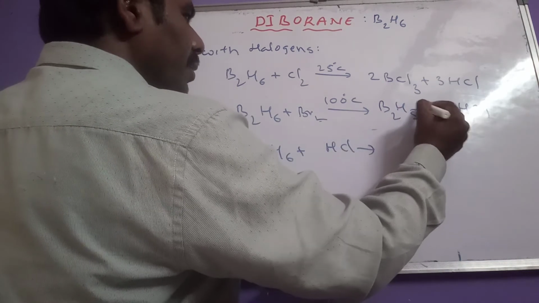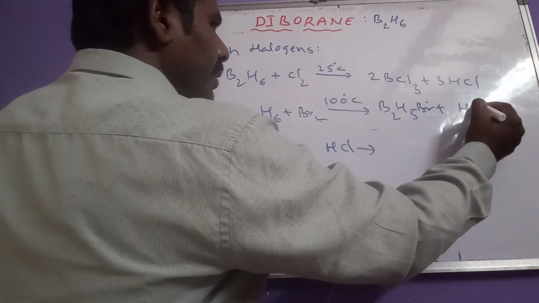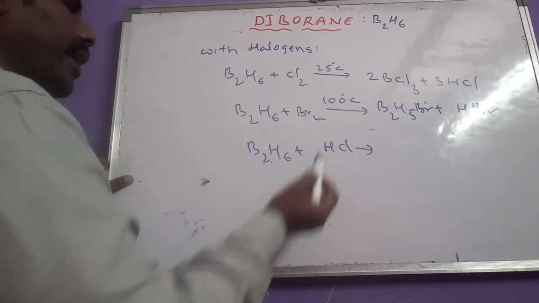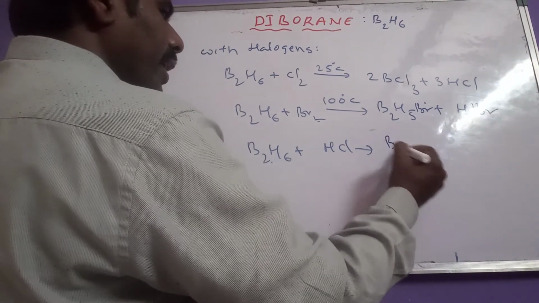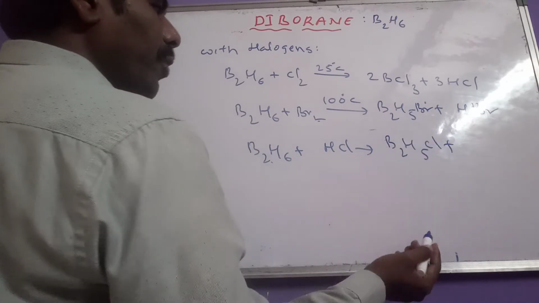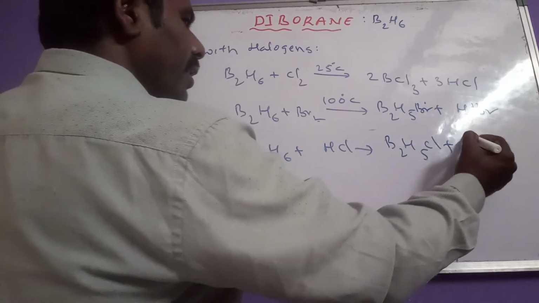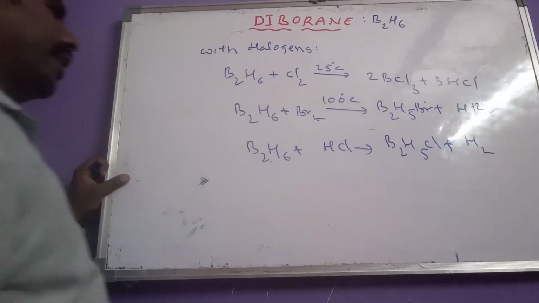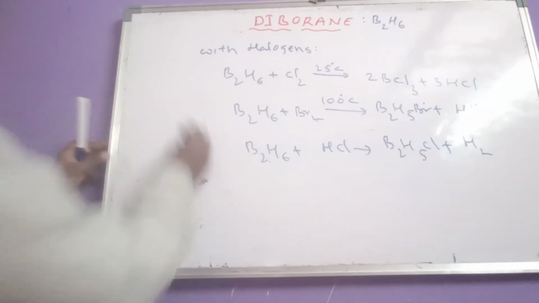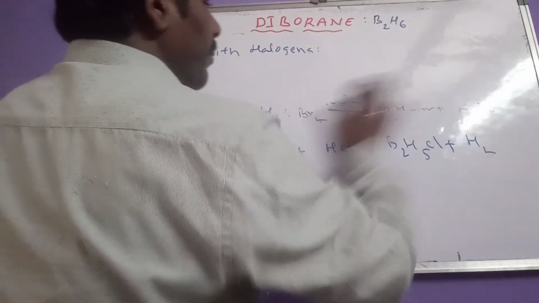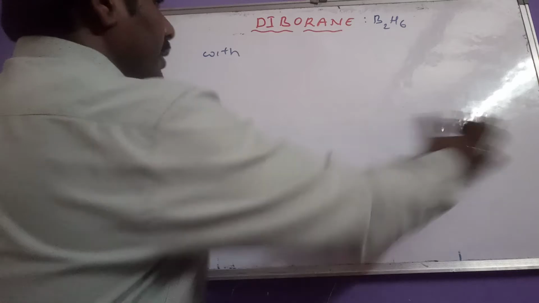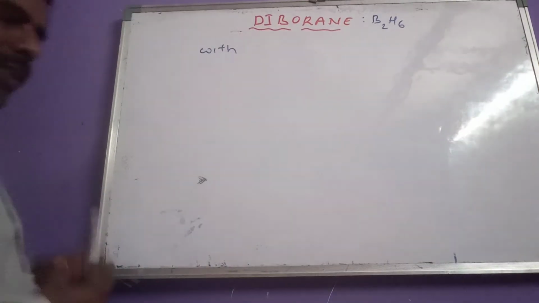Instead of chlorine you may write bromine also, Br2. We get bromodiborane plus HBr, anything we can write. When diborane reacts with HCl, again we can get B2H5Cl, like in the above case, chlorodiborane, plus H2 gas. So these are the reactions of diborane with halogens.